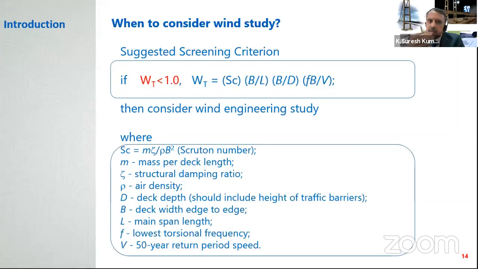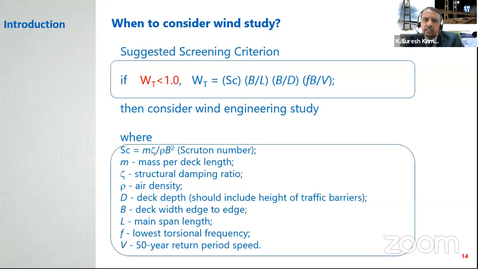Now, one of the serious questions I think everybody wanted to know is when to consider a wind study. RWDI suggested this screening criterion long back. You can see one of those equations there, WT, a parameter which we calculate. The equation is written just on the side. Se is the Scruton number, B by L, B by D, FB by B. And I'm not going through each one of these parameters.